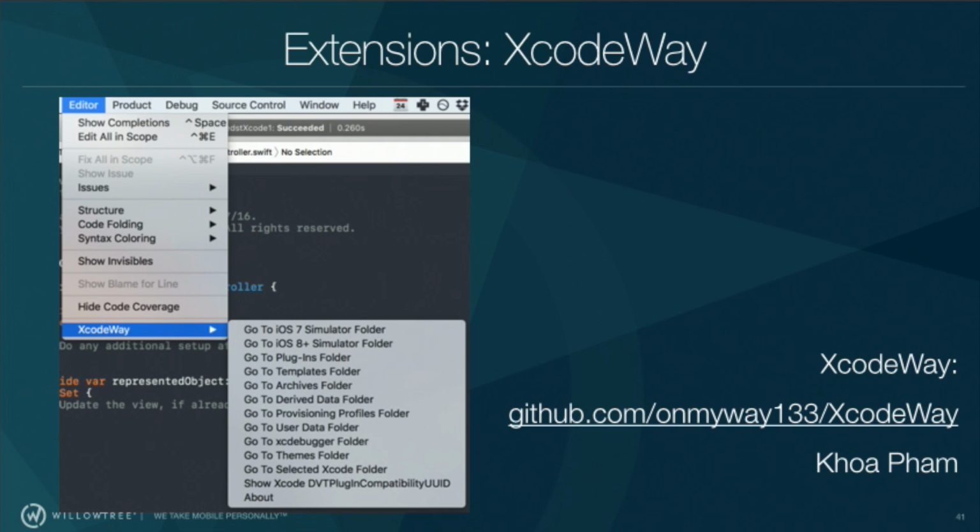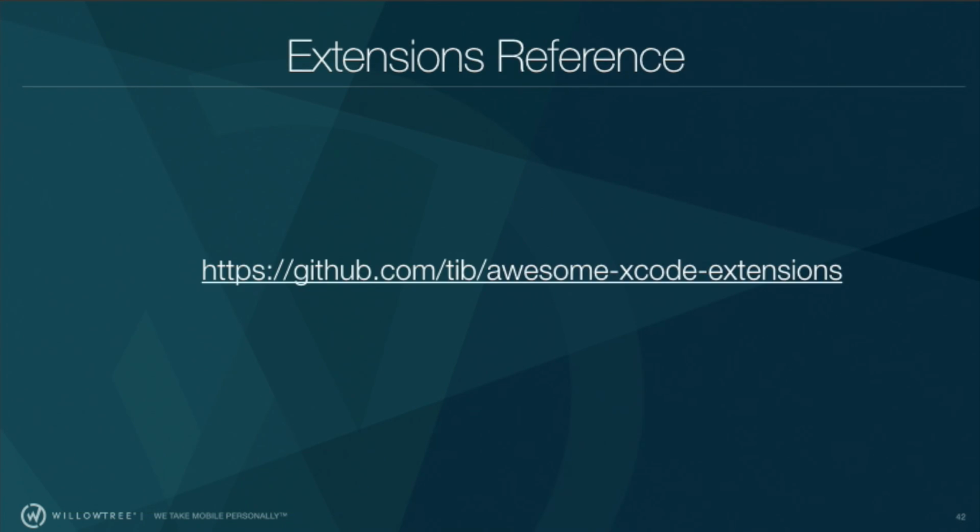This one doesn't have to do with coding as much as navigation, but it's called Xcode Way. What it does is add directories straight to your Xcode that you can go to, like popular ones that developers use a lot. Like if we're going into the directory of the app that we're using, like the derived data folder, instead of having to fight with Finder or Terminal to open it, we can do it straight from Xcode, which is really awesome.